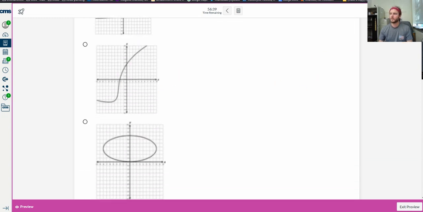For these two, this is the only one that I can draw a vertical line wherever I want, and it is not going to cross more than once. It almost does here in the middle, but not quite. So the answer to the first one would have been the third option.